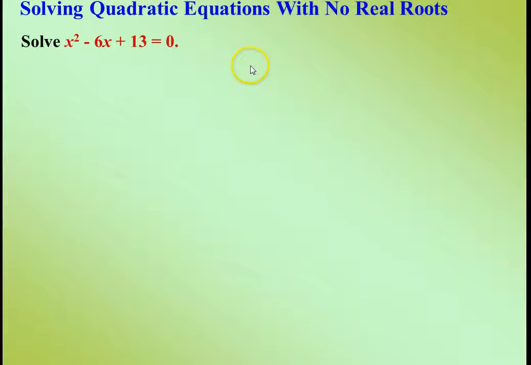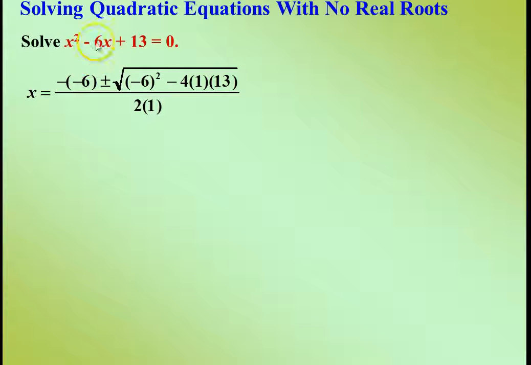So let's go ahead and solve this quadratic equation using the quadratic formula. So again, b is negative 6. We substitute that in. A is 1 and C is 13. So we get 6 plus or minus the square root of 36 minus 4 times 13, which is 52. So 36 minus 52 is a negative 16 inside the radical. Again, we said we can't take the square root of a negative number. So now we have to go to our imaginary number system.